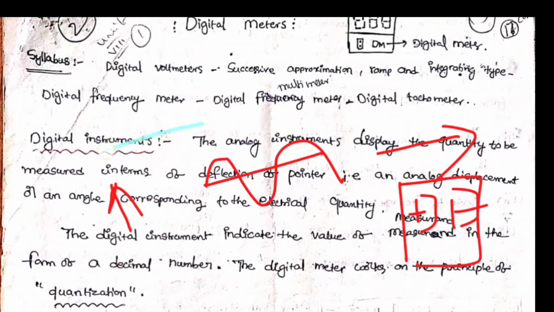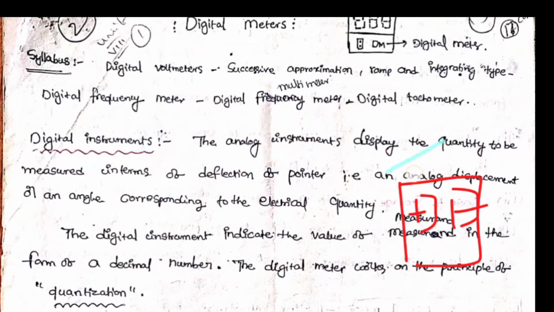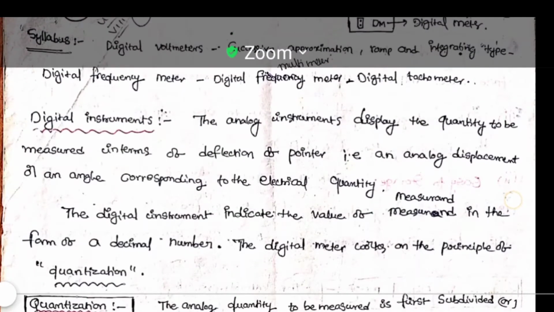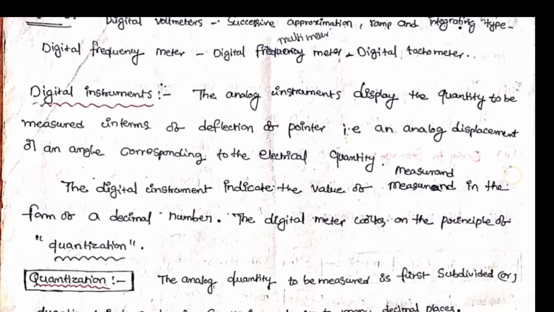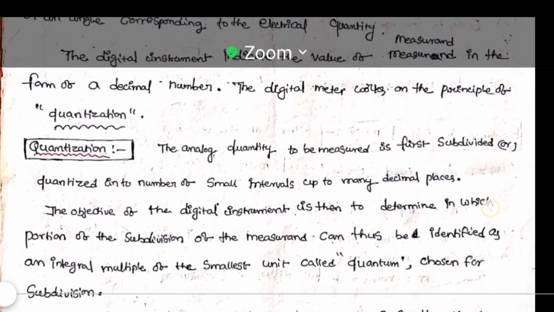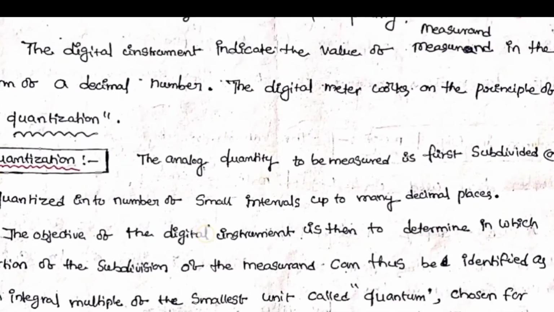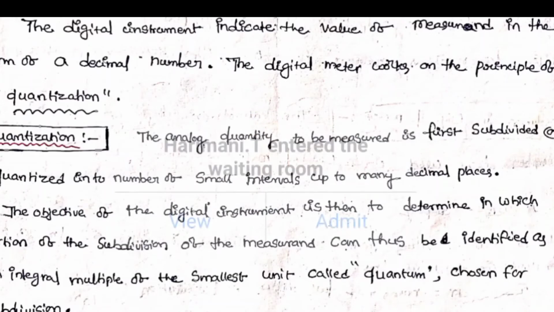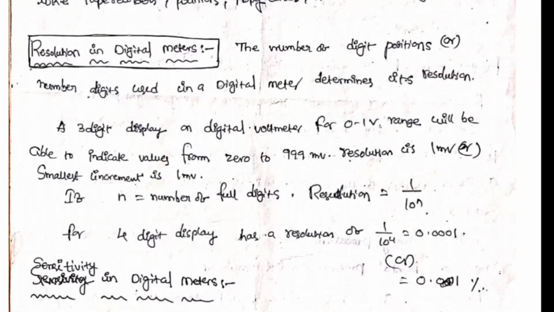First of all, we should know what resolution is. What is the resolution in digital meters? The number of digits that display the signal is called resolution. The resolution in digital meters plays a key role. That's why we prefer digital meters, because the resolution is more as compared to analog instruments.